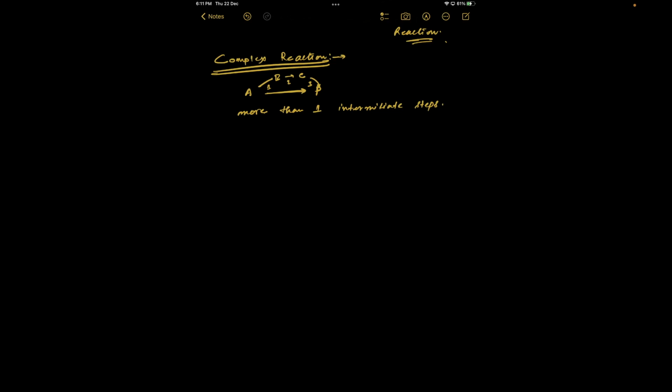Now for complex reactions we can categorize them into different types, mainly three categories. One is consecutive reaction or stepwise reaction. Second is parallel reaction. Third is reversible or opposing reaction.